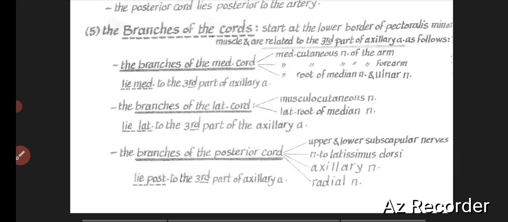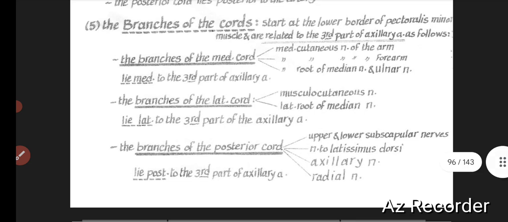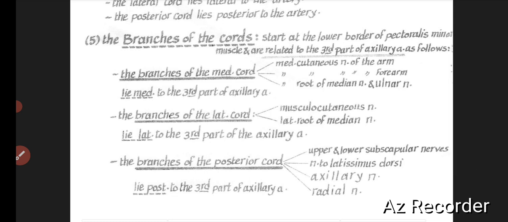The branches of the cords. The branches of the medial cord are the medial cutaneous nerve of arm, medial cutaneous nerve of forearm, and root of median and ulnar nerve.